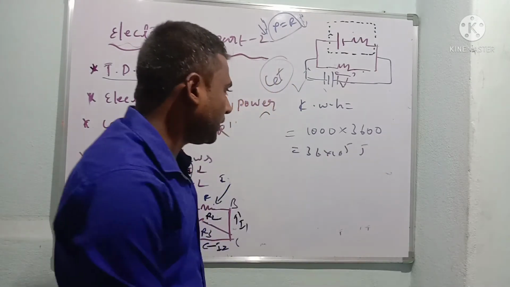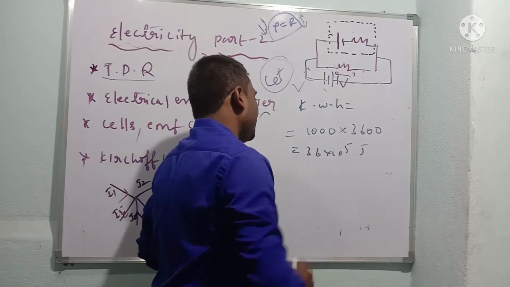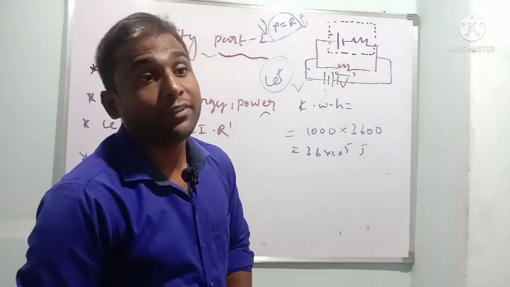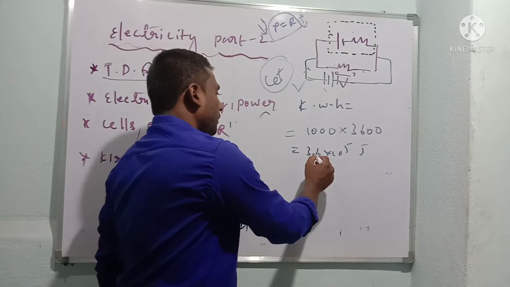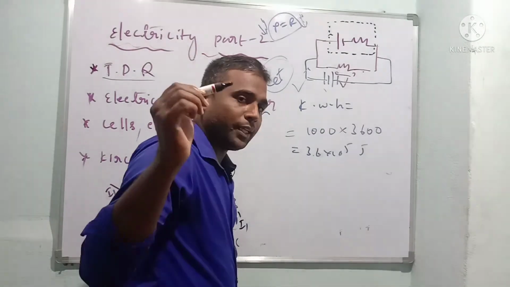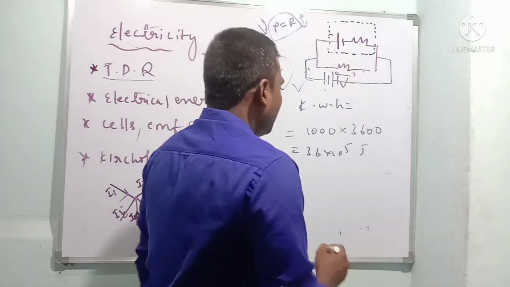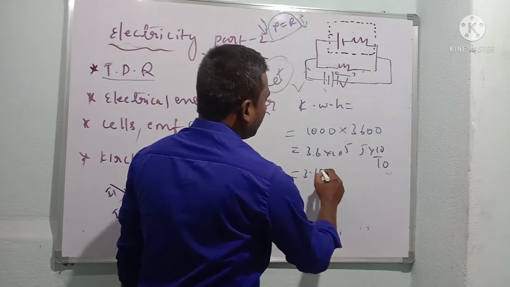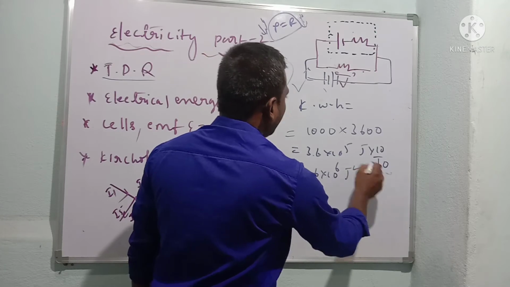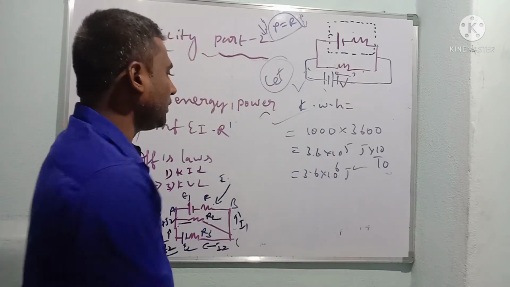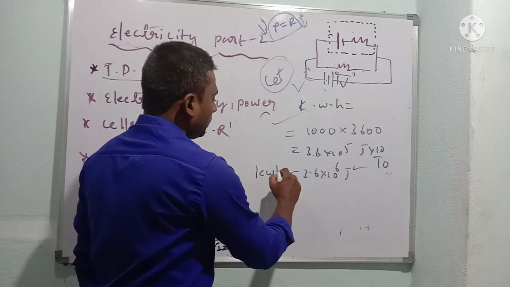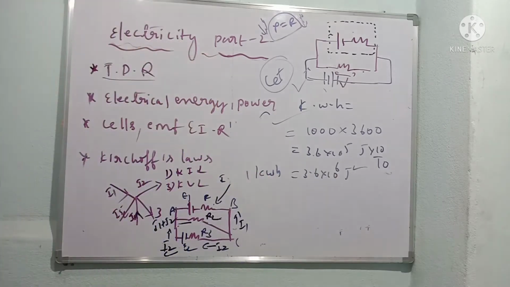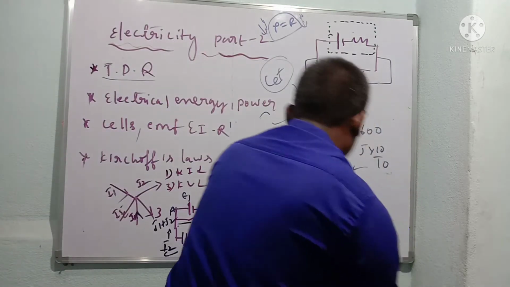We can keep it like that, but we can't, because according to the system of international units, after the first number there should be a decimal point. So multiplying and dividing by 10, what do we get? We get 3.6 into 10 to the power of 6 joules. This is very important. That is, 1 kWh is equal to 3.6 into 10 to the power of 6 joules. Please note down, children. That is called 1 kilowatt hour.